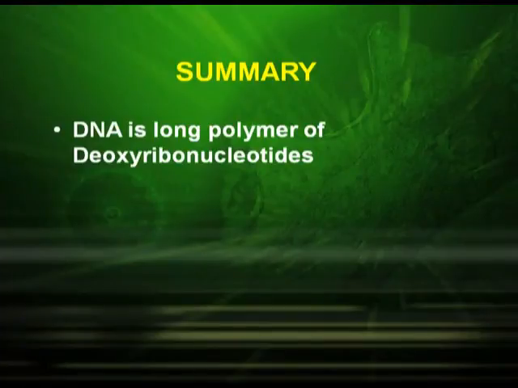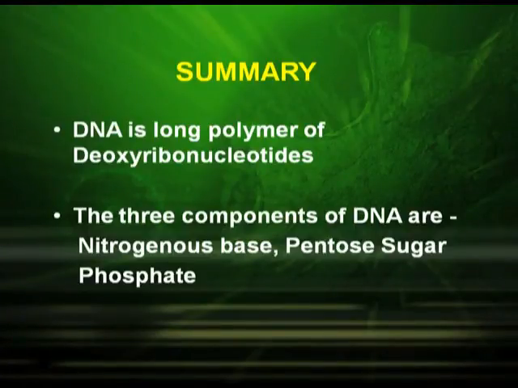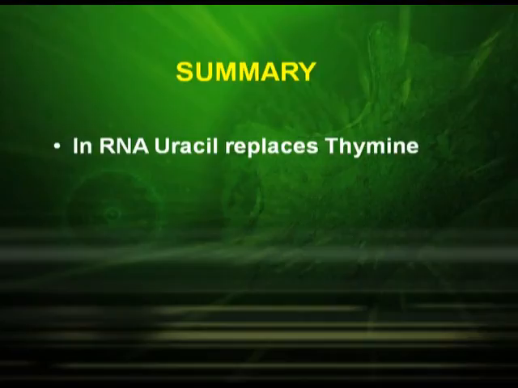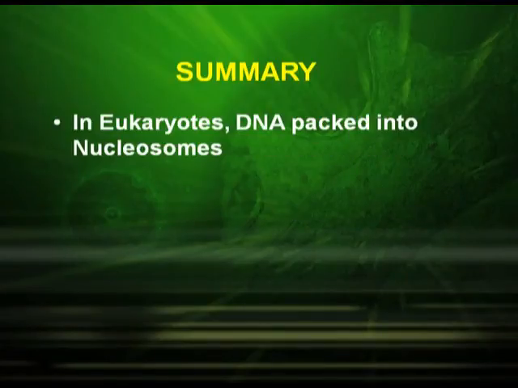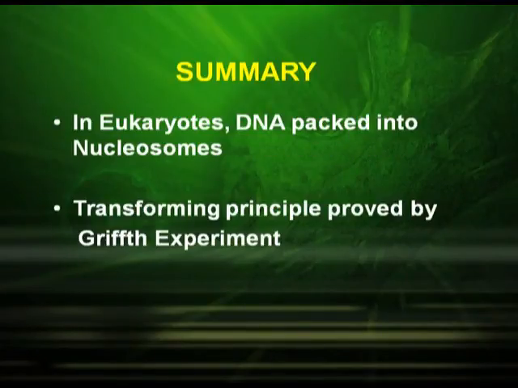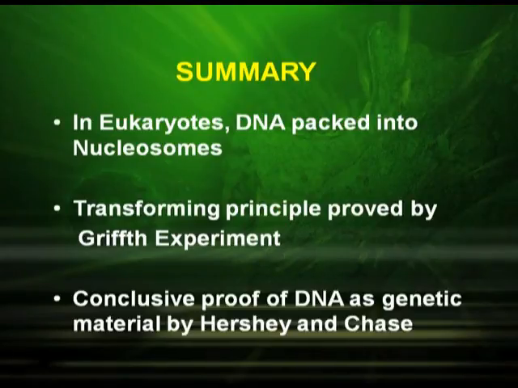The DNA is a long polymer of deoxyribonucleotides. The three components of DNA are nitrogenous base, pentose sugar, and phosphate. In RNA, uracil replaces thymine. The DNA is stable due to hydrogen bonds. In eukaryotes, DNA is packed into nucleosomes. The transforming principle was proved by Griffith's experiment and the conclusive proof of DNA as genetic material by Hershey and Chase.